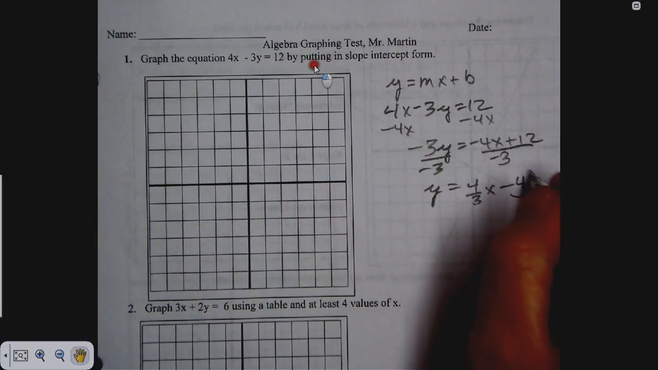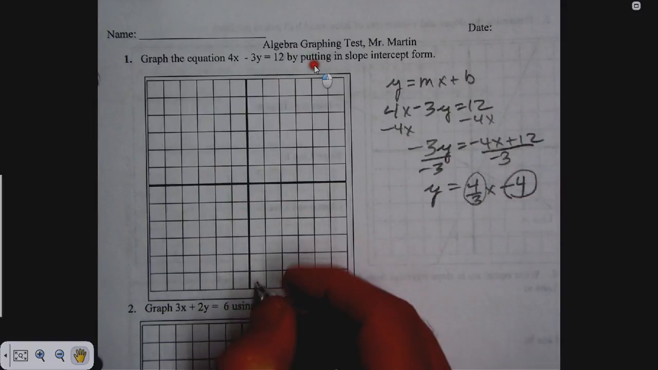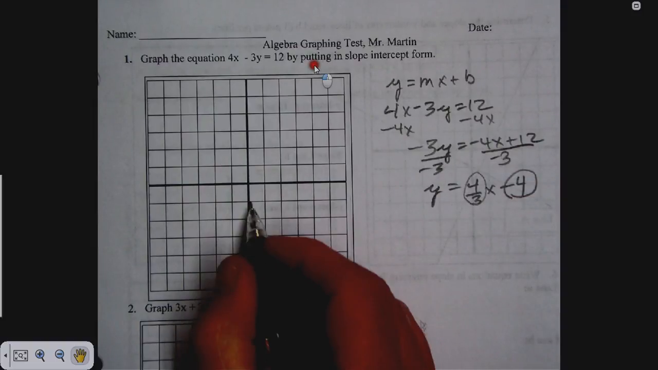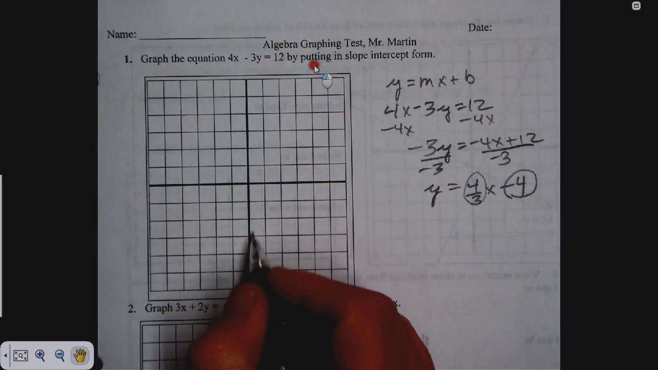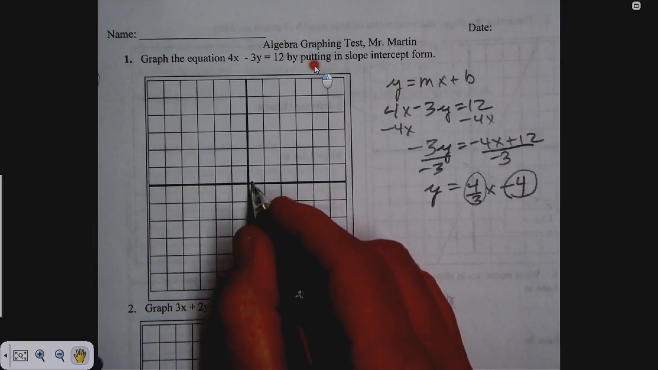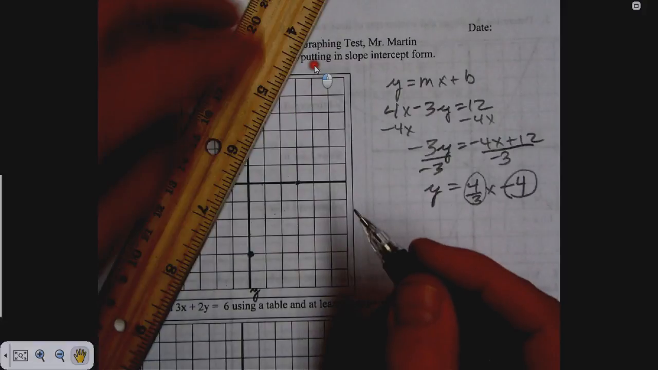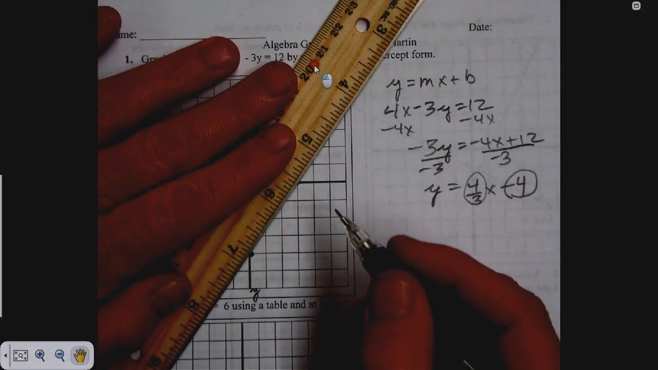This tells me this is the y-intercept. This tells me this is the slope. The y-intercept is where it crosses the y-axis, so it crosses the y-axis at negative 4. The slope information tells us to go up 1, 2, 3, 4, a rise of 4, a run of 1, 2, 3. Draw a line between those two.